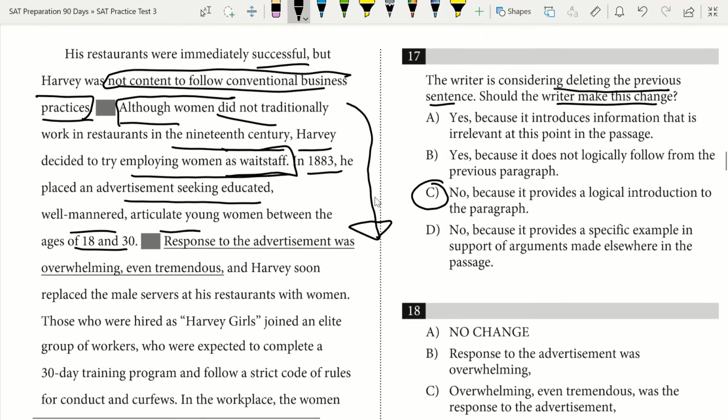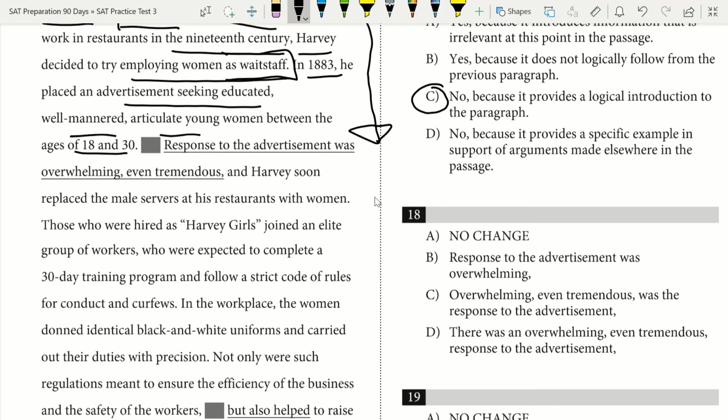Okay. We have, "Response to the advertisement was overwhelming, even tremendous." Overwhelming and tremendous basically mean the same thing. I don't want to say both of them. Therefore, my answer is going to have to be answer choice B for number 18.